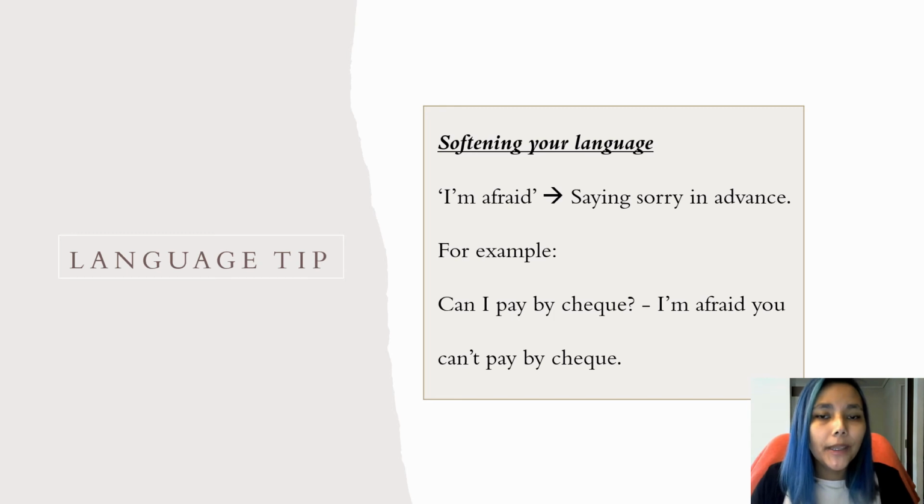For example, can I pay by check? ¿Puedo pagar con cheque? The answer to say sorry in advance would be I am afraid you cannot pay by check. La respuesta, si quisiéramos disculparnos por adelantado, sería I am afraid you cannot pay by check. Me temo que no puede pagar con cheque.